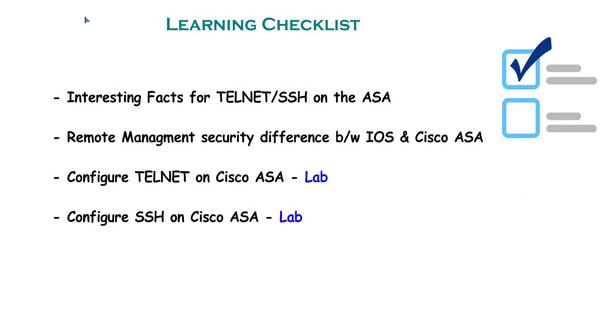So finally, we wrap up this lecture with the learning checklist review. We learned the interesting facts for telnet or SSH on the ASA, and they were indeed interesting. You will agree with me now. And the concept of remote management security difference between IOS and Cisco ASA is pretty neat. And we just configured Telnet and SSH on GNS3.